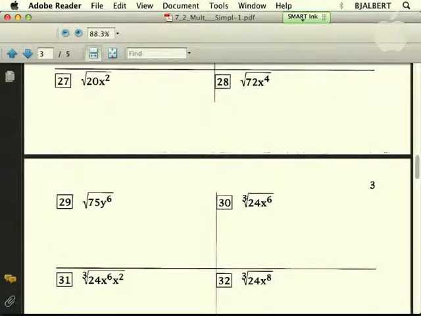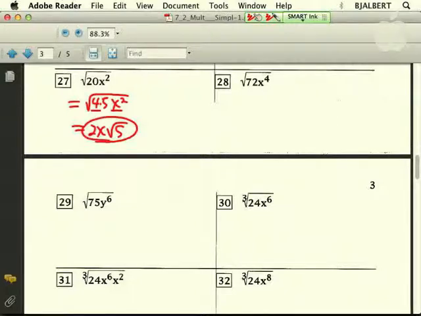Number 27. This is going to be 4 times 5 times x squared. The square root of 4 is 2. The square root of x squared is x. That's number 27. So you're looking for the biggest square that goes into 20.